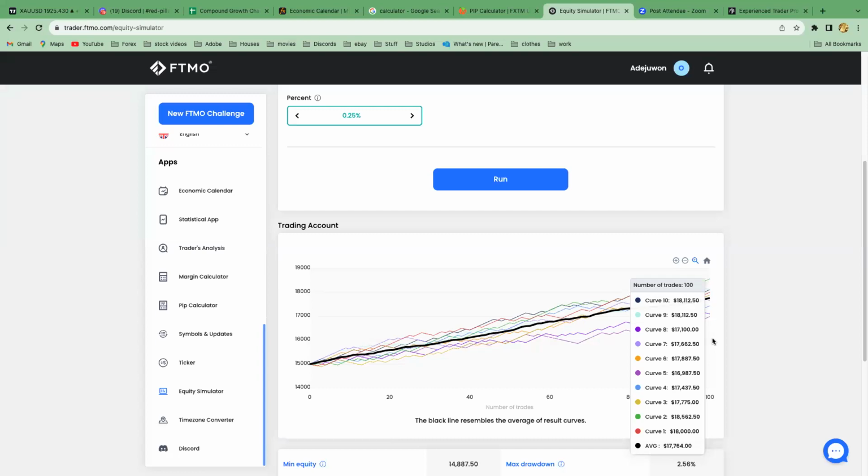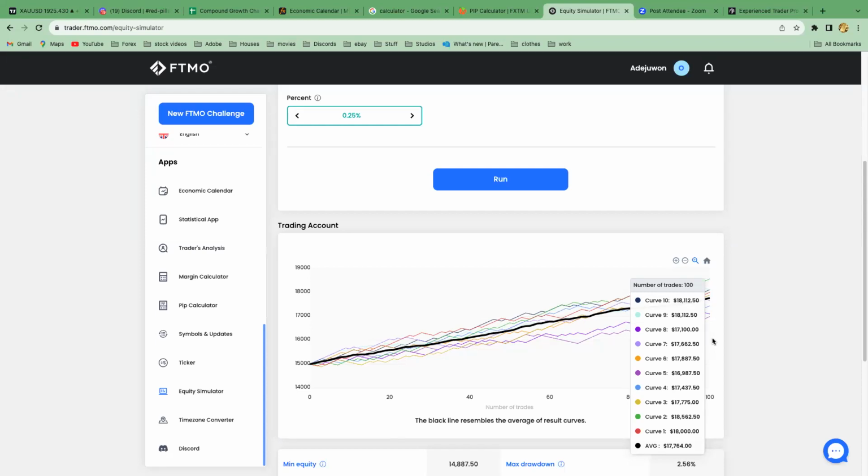And any single prop firm that has phases, none of them have 10% each phase. They all have like 10%, then 8%, or maybe 8%, then 6%. So basically, I'm just trying to go to the highest percentage to pass literally the majority of prop firms and show how it can work.